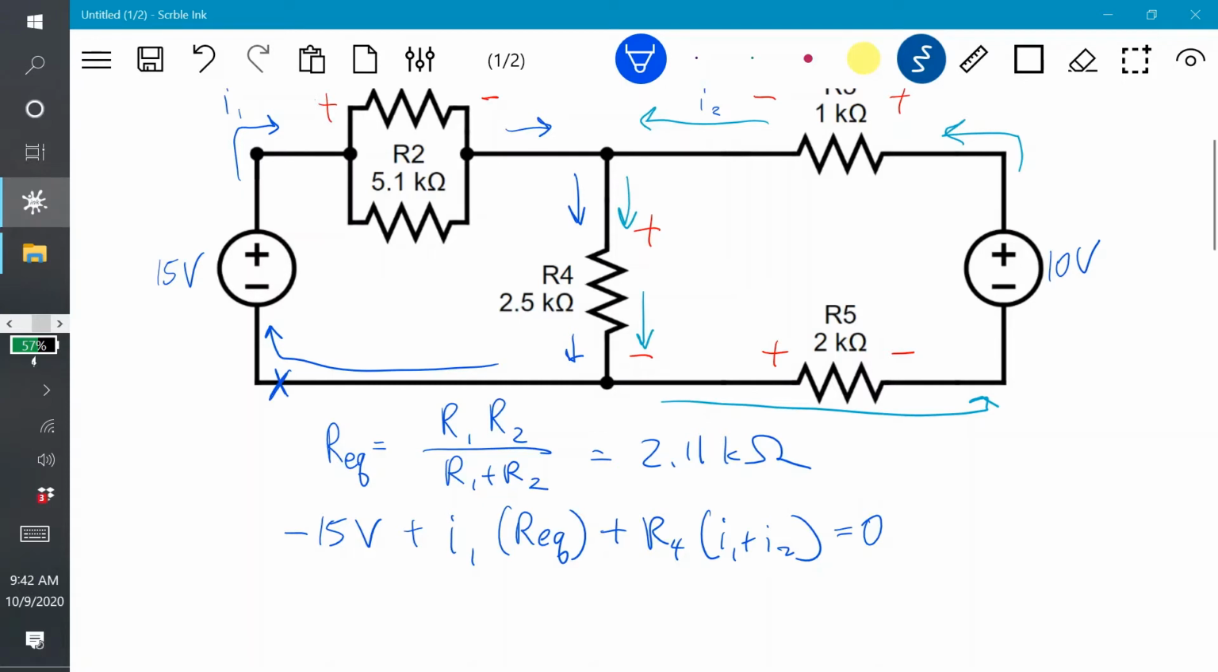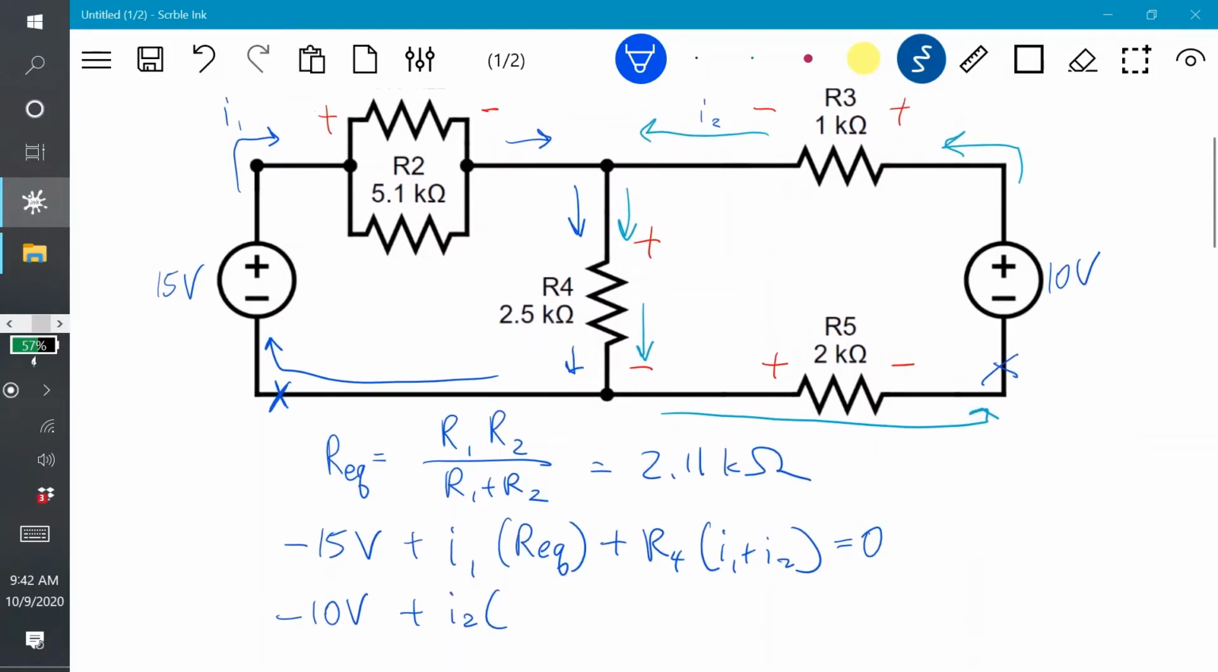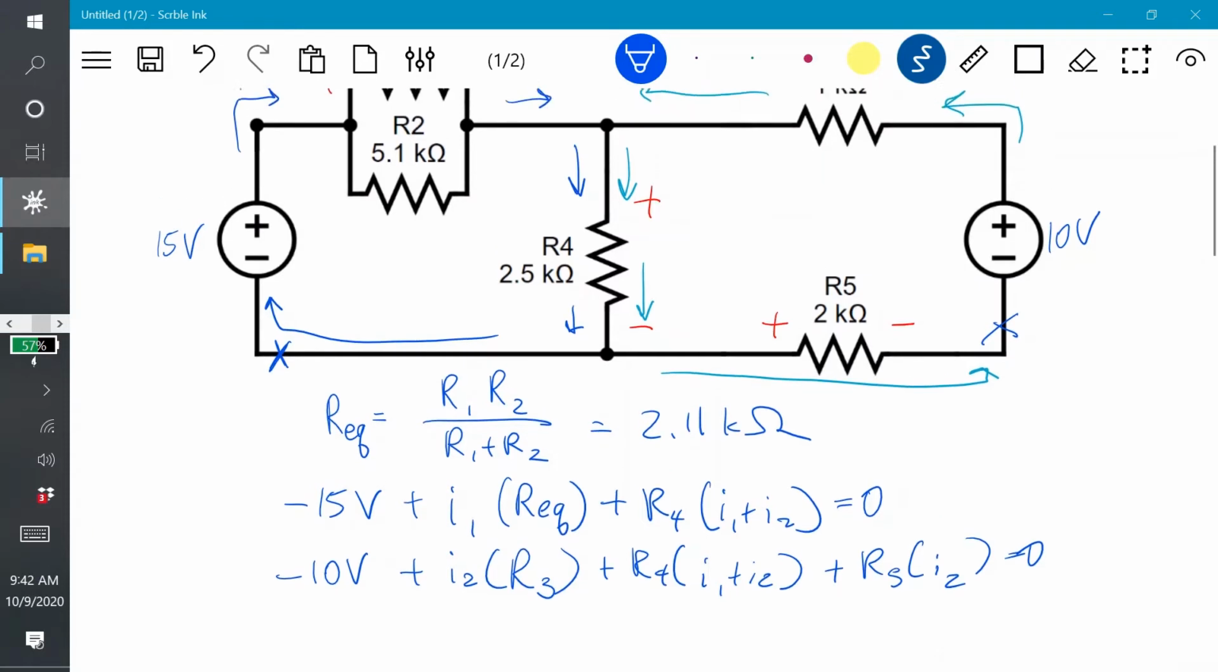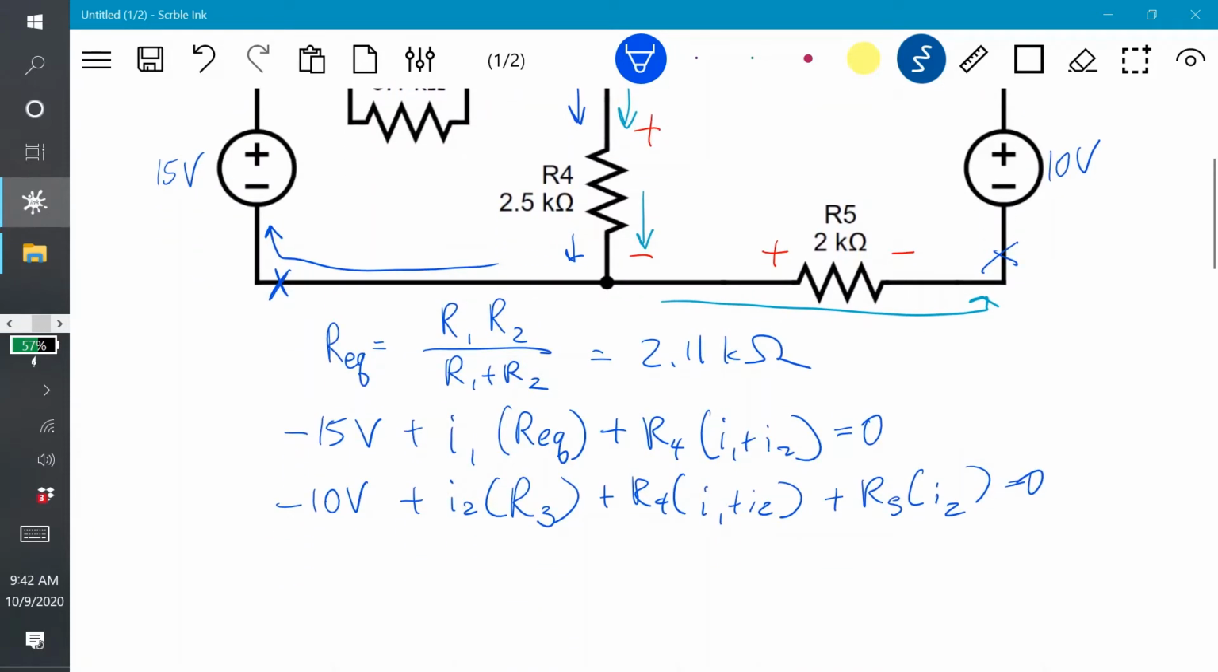So we could start here. We go negative 10 volts plus I2 times 1 kilo ohms. Well, let's leave it symbolic first, and plus R4 times I1 plus I2 plus R5 times I2, and this is equal to 0. Okay, let's substitute the numbers that we can and see what we simplify to.